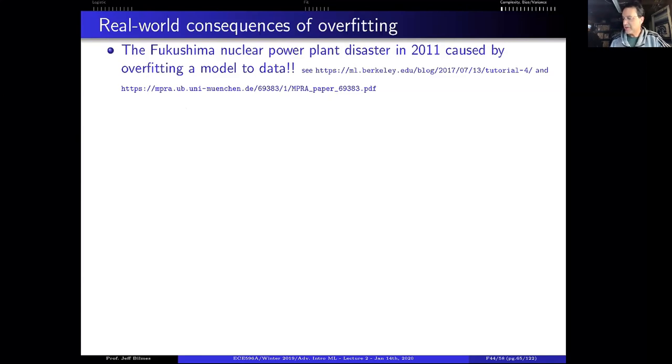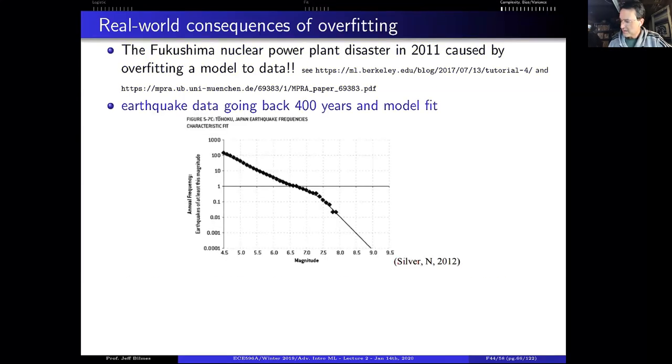Anyway, so the Fukushima nuclear power plant disaster. There's a lot of evidence that it was caused by overfitting, or the disaster could have been avoided, or at least largely avoided. Not the earthquake itself, but the disaster, had overfitting not happened. So what actually happened? When they were designing the power plant, they looked at earthquake data going back in Fukushima 400 years.